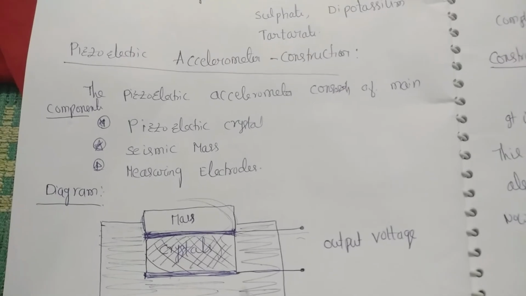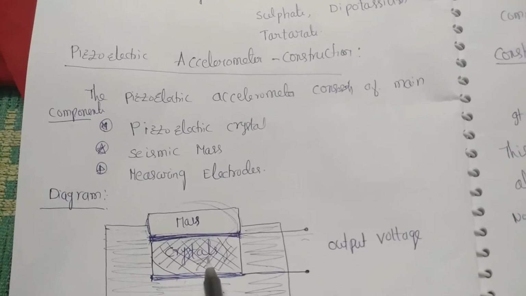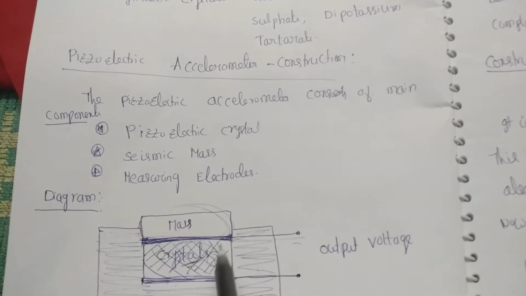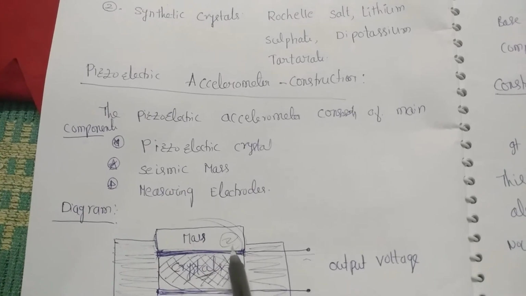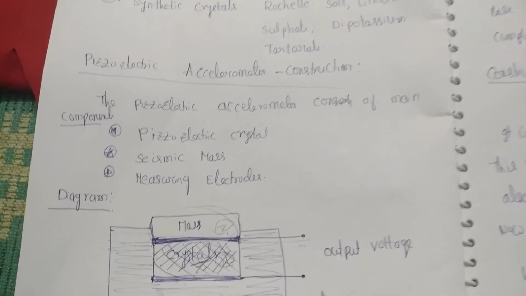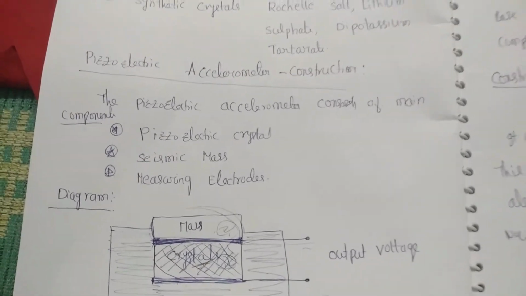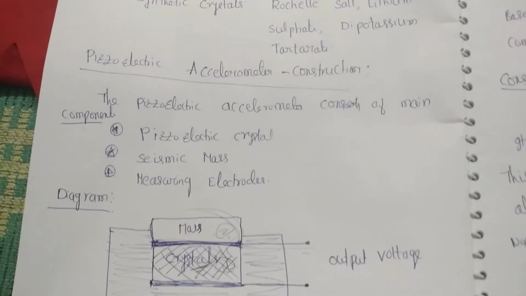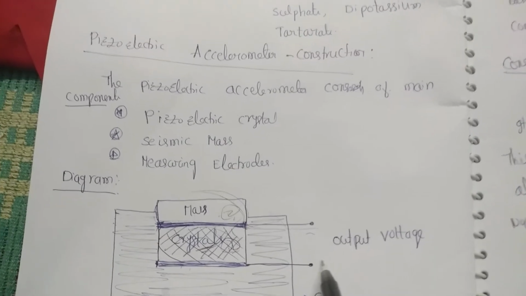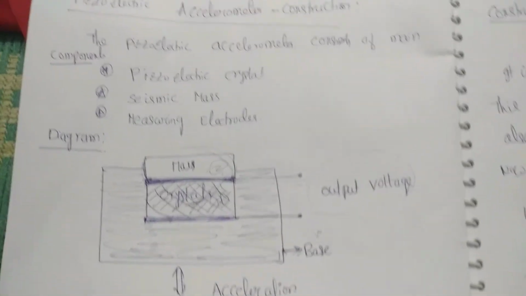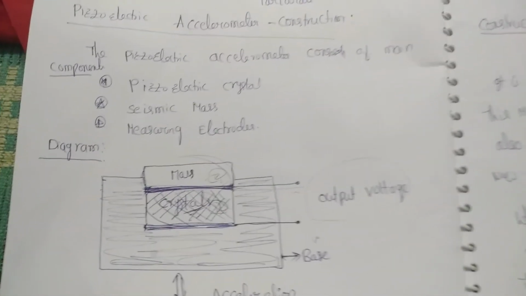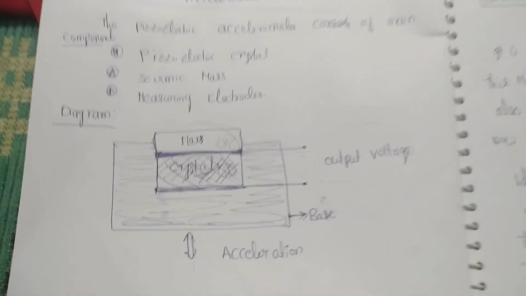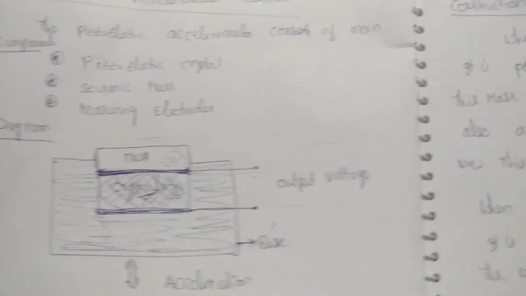Here the first one is the piezoelectric crystal, this is one. The seismic mass, this is two. The complete unit is placed in a base, a supporting unit, and the output voltage you are collecting across the measuring electrodes. Okay, so here is the diagram for the piezoelectric transducer.